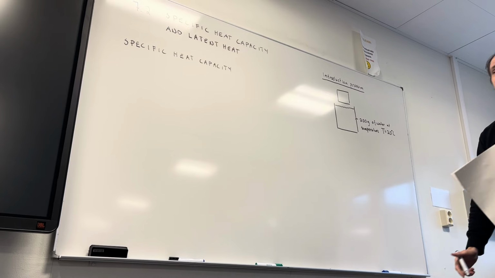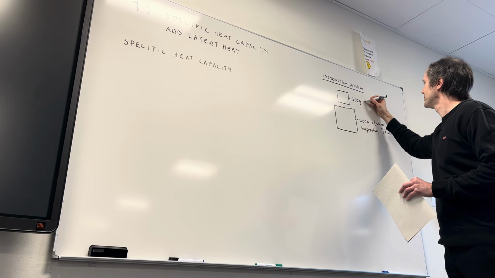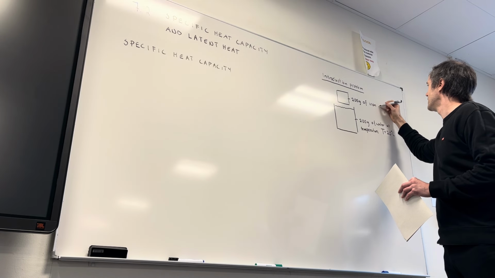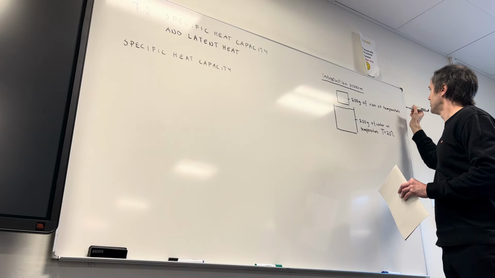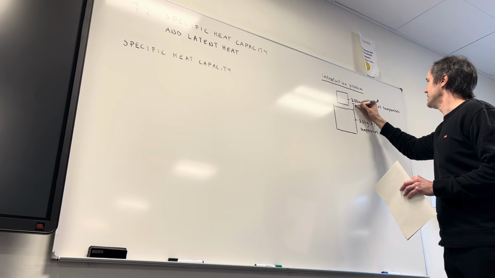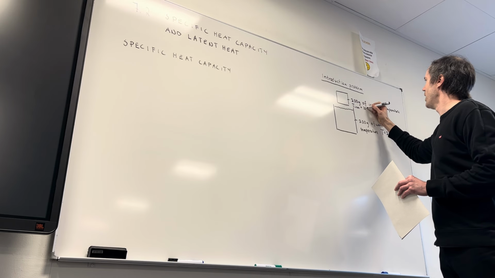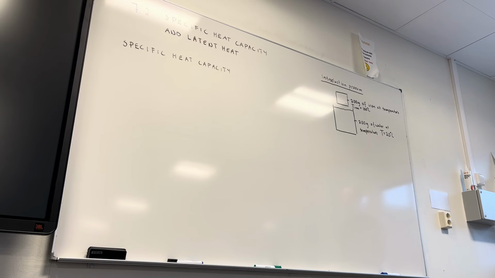So this is physics. And then we have 200 grams of iron at temperature, you can call that T, iron of 100 degrees Celsius. So we have 200 grams of water and 200 grams of iron, where the iron is 100 degrees Celsius and the water is at 20 degrees Celsius.